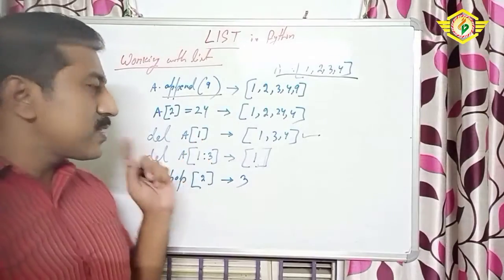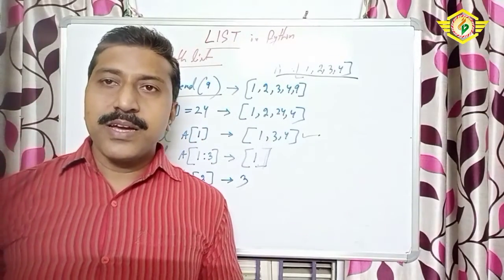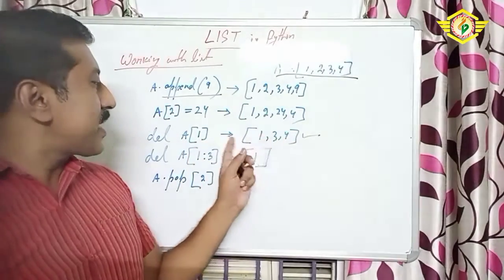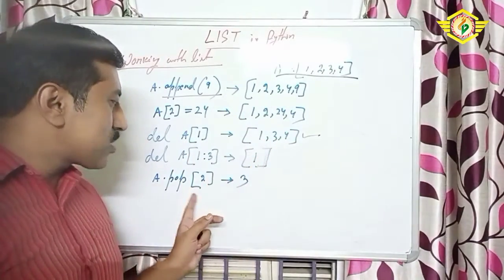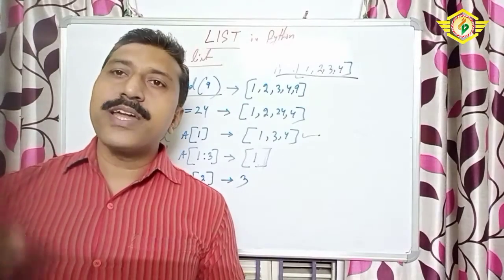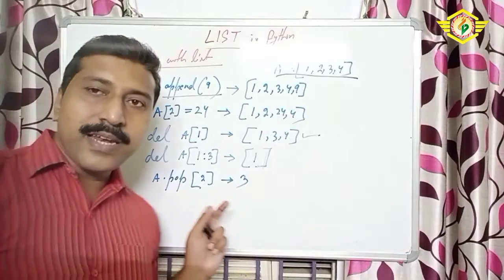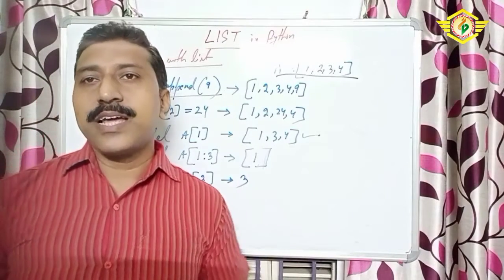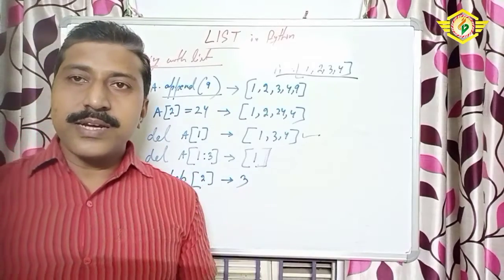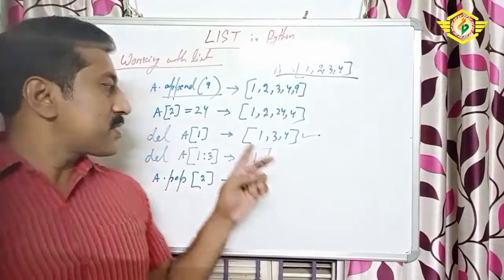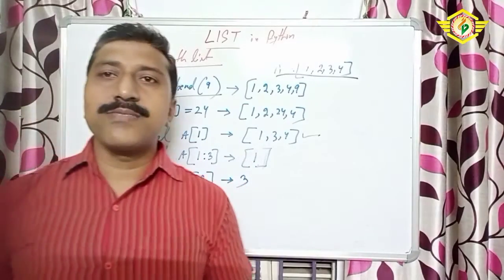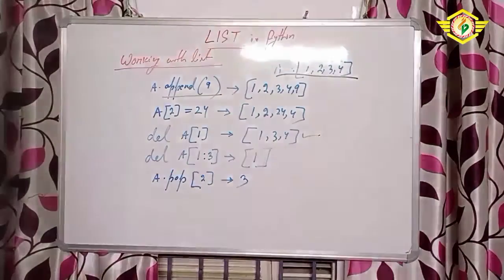There is another difference in the output. With del, the output comes directly after deleting. Suppose I write del a[1], then the output comes directly as 1, 3, 4. But with pop, it will first show you the deleted element, and when you print A once again, it will show the list after deleting. This is the difference between del and pop.